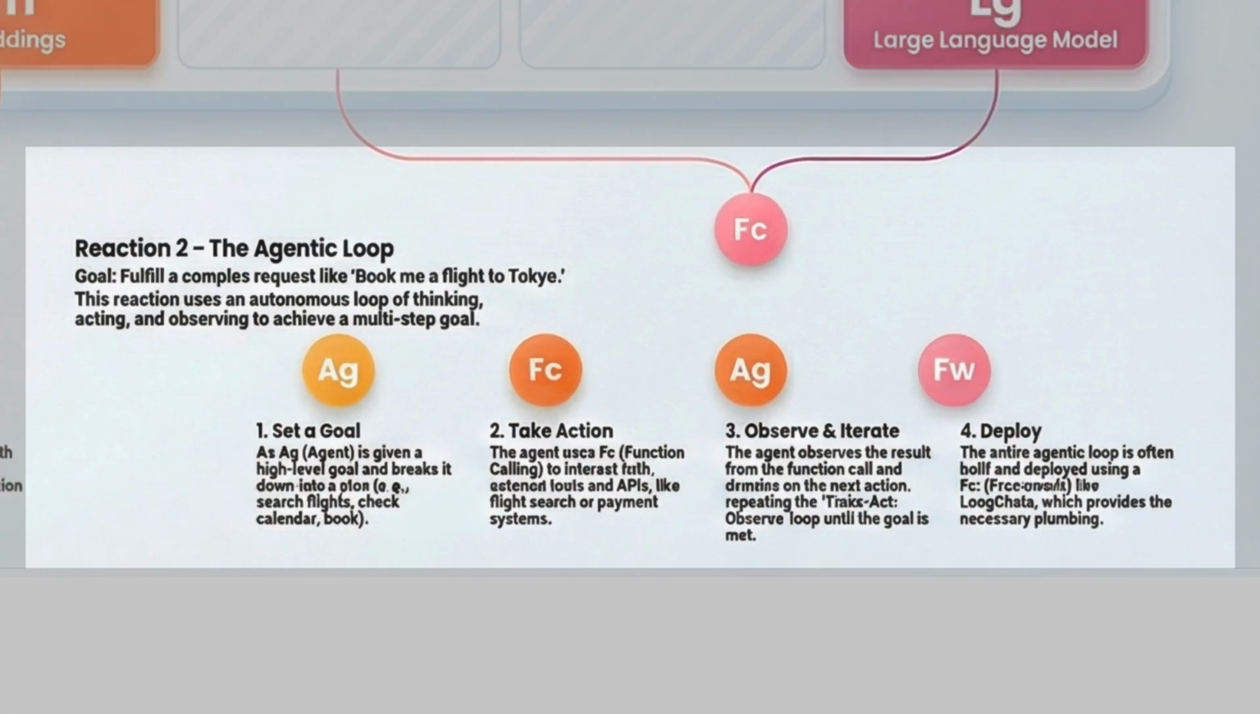The agentic loop demonstrates goal-directed behavior. An agent receives a high-level goal, decides which tools or functions to call, observes the results, then iterates until the goal is met. Frameworks, function calling, and models all cooperate, so the system can plan, act, and adjust autonomously rather than answering a single prompt.